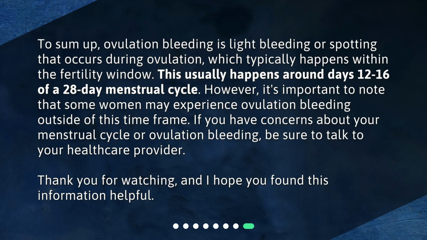To sum up, ovulation bleeding is light bleeding or spotting that occurs during ovulation, which typically happens within the fertility window. This usually happens around days 12 to 16 of a 28-day menstrual cycle. However, it's important to note that some women may experience ovulation bleeding outside of this time frame. If you have concerns about your menstrual cycle or ovulation bleeding, be sure to talk to your healthcare provider.